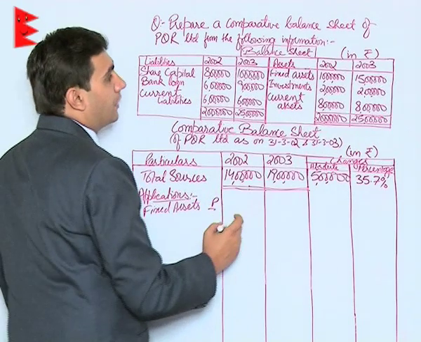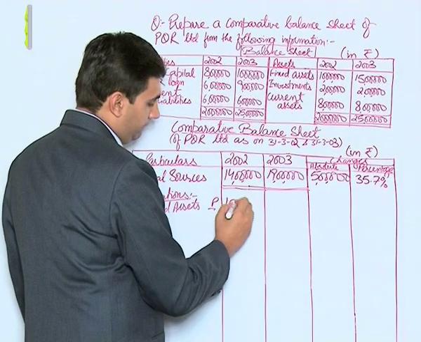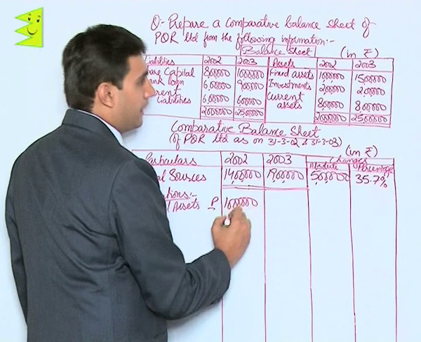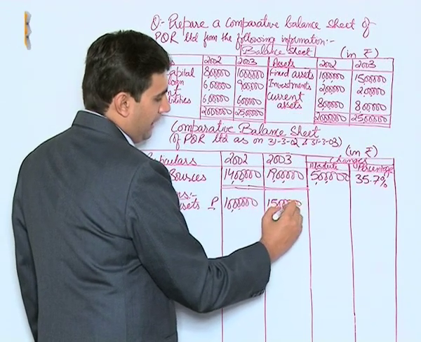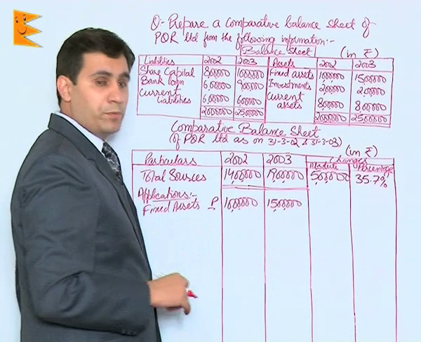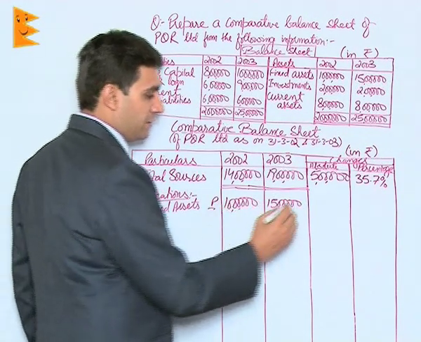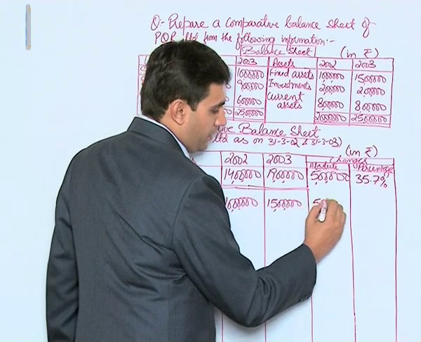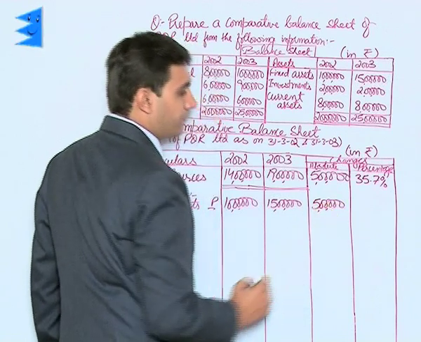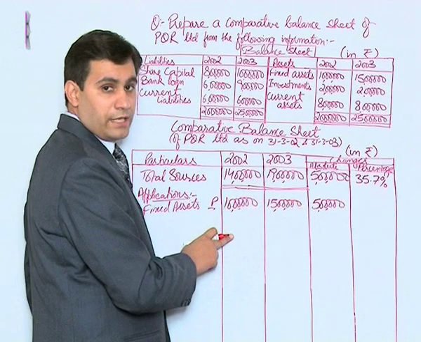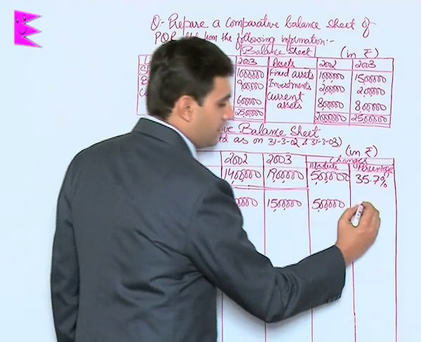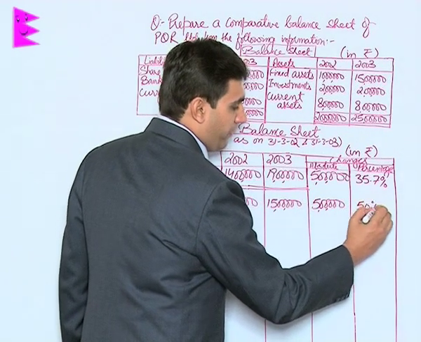The first application is in the form of fixed assets and we will name it as P here. The fixed assets for the first year are 10 lakh and for the second year they are 15 lakhs. The absolute change would be 15 minus 10, that is 5 lakh, and the percentage change would be 5 lakh upon 10 lakh into 100, that is 50%.